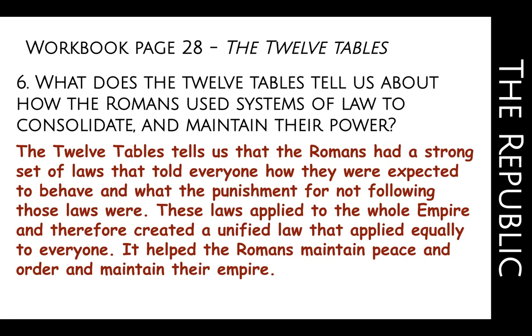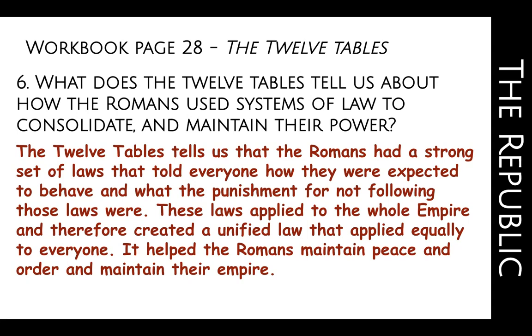I said the 12 tables tells us that the Romans had a strong set of laws that told everyone how they were expected to behave and what the punishment for not following the laws were. These laws applied to the whole empire and therefore created a unified law that applied equally to everyone. So not only did it help the Romans maintain peace and order, but it helped them maintain their empire. I hope that makes sense.